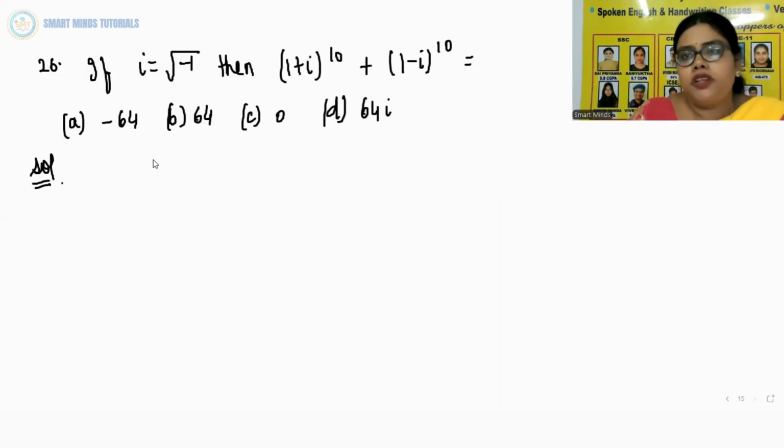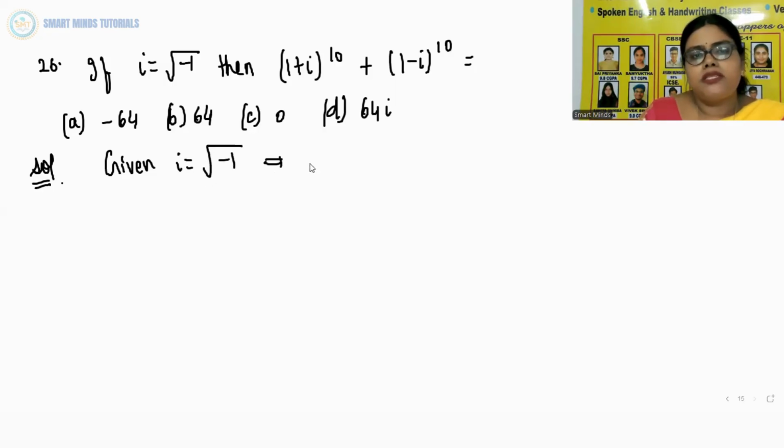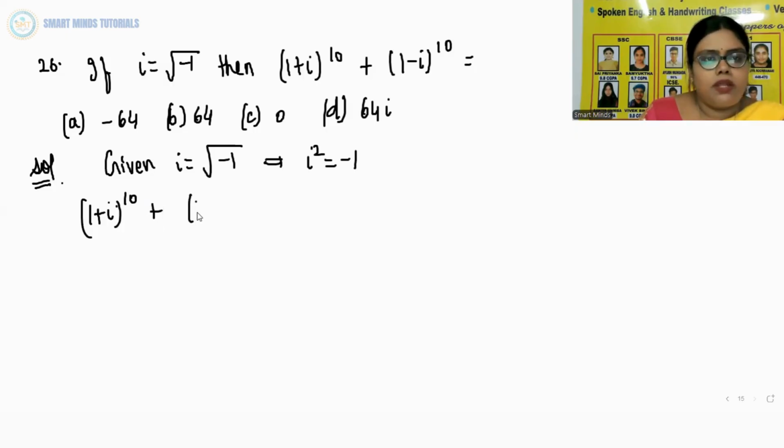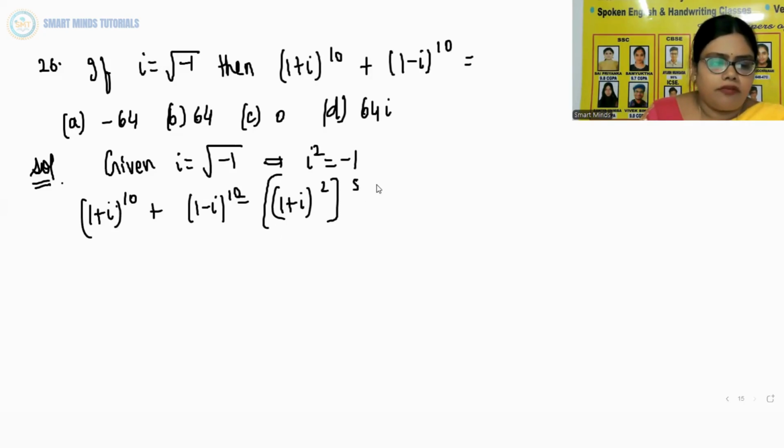Now take this question. If i is equal to root over minus 1, then find (1 plus i) whole power 10 plus (1 minus i) whole power 10. So what is given to us? i is equal to square root of minus 1, which means i square is minus 1. Now (1 plus i) whole power 10 plus (1 minus i) whole power 10 is equal to ((1 plus i) whole square) whole power 5 plus ((1 minus i) whole square) whole power 5.